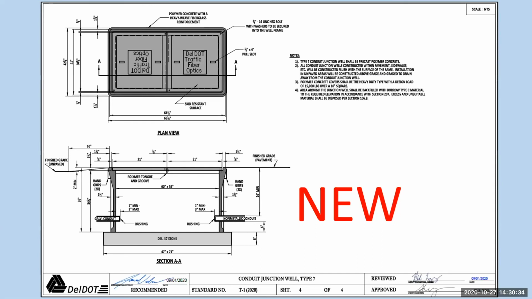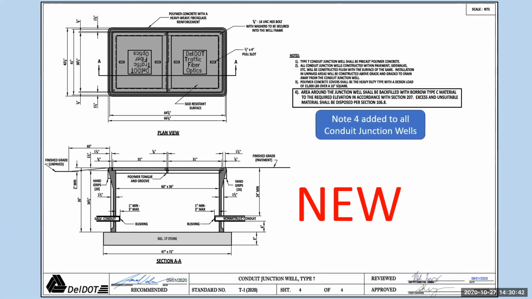Okay, so the conduit junction well type 7, this is the new sheet I was referring to. It's sheet 404. Note 4 was added to all conduit junction wells. It says the area around the junction well shall be backfilled with borrowed type C material to the required elevation in accordance with sections 2 and 7. Excess and unsuitable material shall be disposed per section 106.